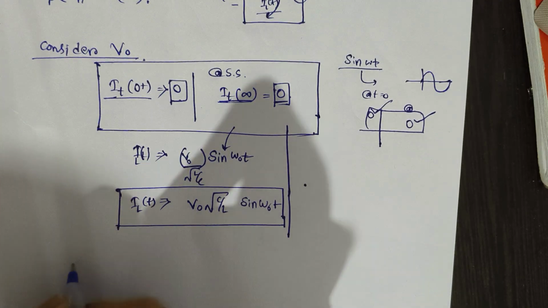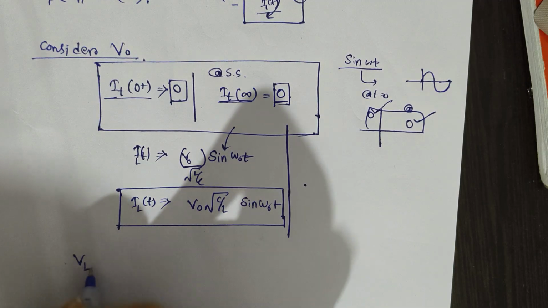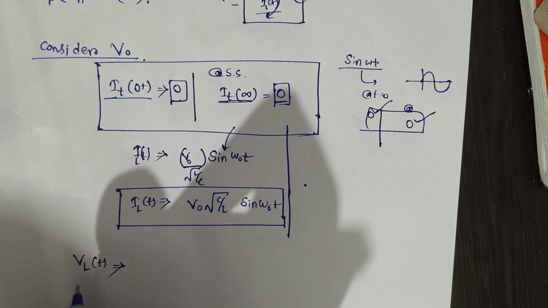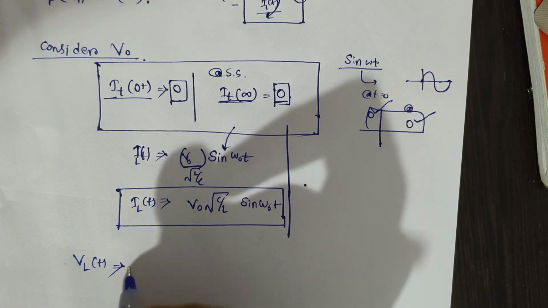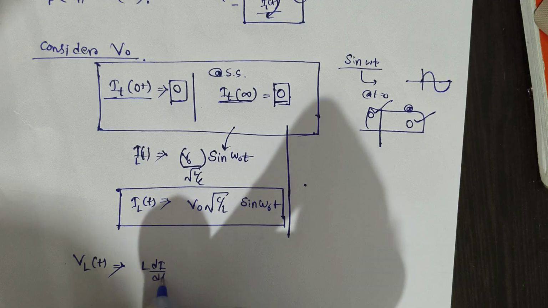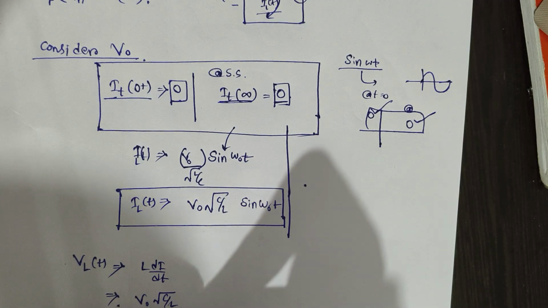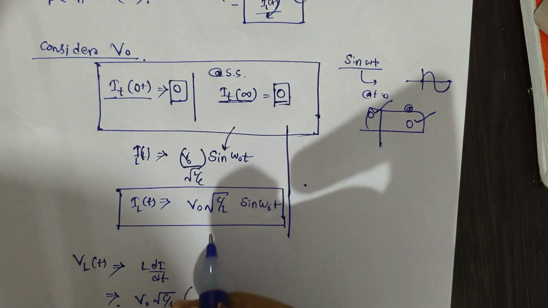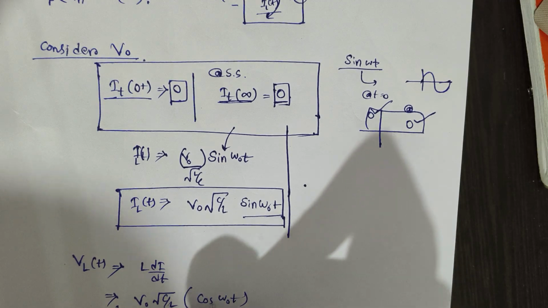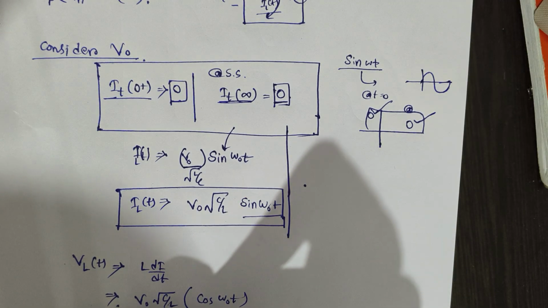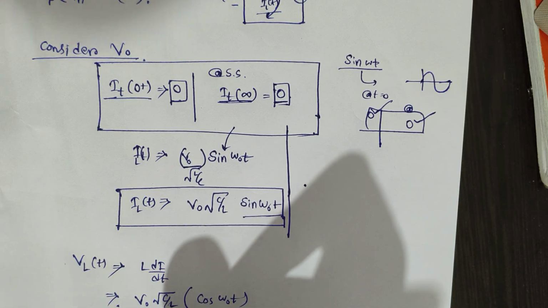And from here we can get the VL(t) as well, right? How can we get it? We know L di by dt, right? So V naught root C by L, or V naught root LC, and the integration of it. What will be the integration of it? Cos omega naught t upon omega naught. Omega naught is 1 by root LC and here is also LC.